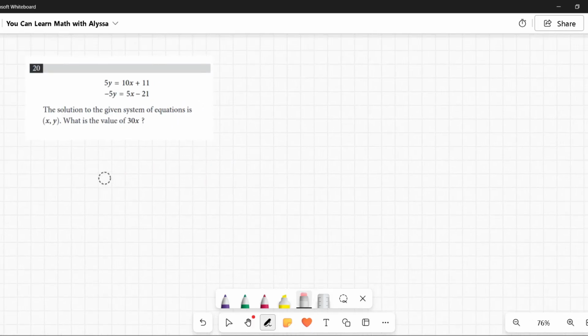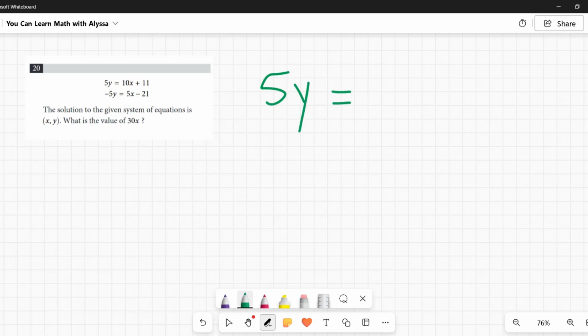Number 20, 5y equals 10x plus 11 and -5y equals 5x minus 21. The solution to the given system of equations is x and y. What is the value of 30x? Now, right off the bat, when I'm looking at this, I'm trying to think of, how do I solve this? With systems of equations, we can do substitution, we can do elimination, and we can do graphing.